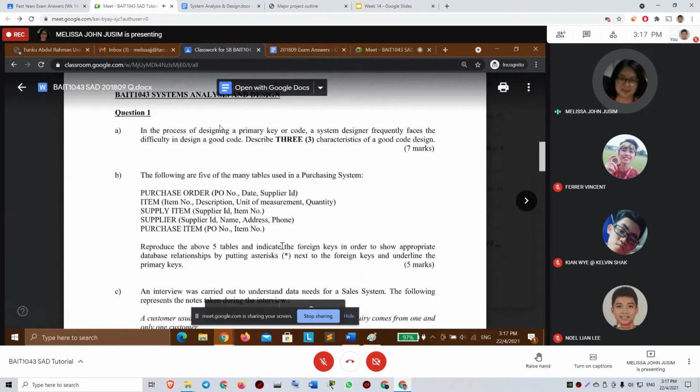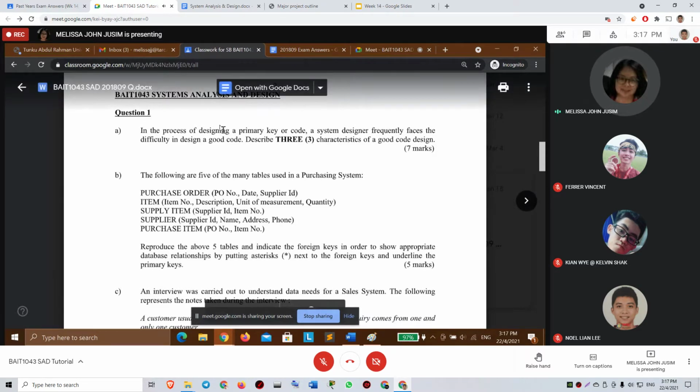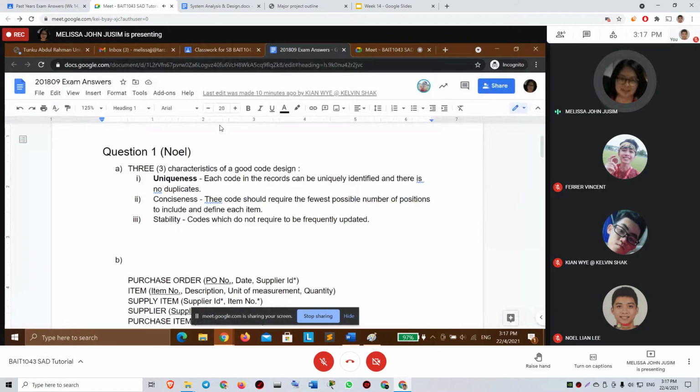Describe the 3 characteristics of a good code design. So this one is in general. Uniqueness, yes. Conciseness, yes.